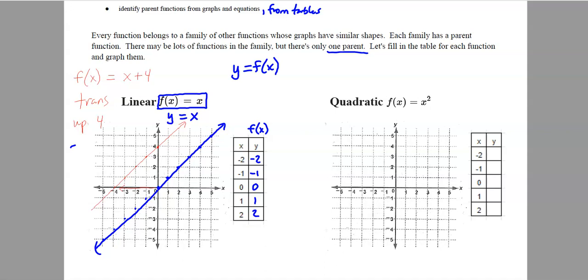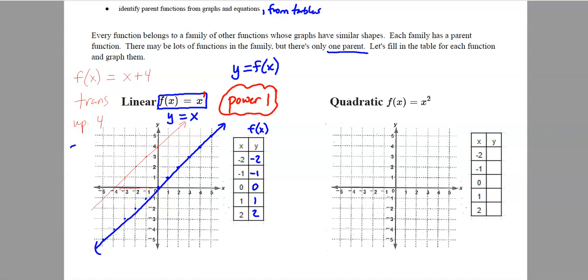Now another thing I want you to notice is the x in this equation. You don't really see it, but it has a power of 1. So the big thing I need you to understand for linear functions is that you have a power of 1. That's going to be important later on.